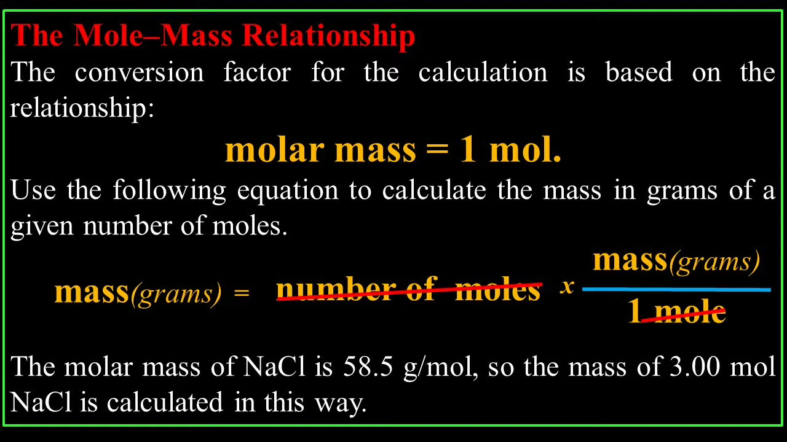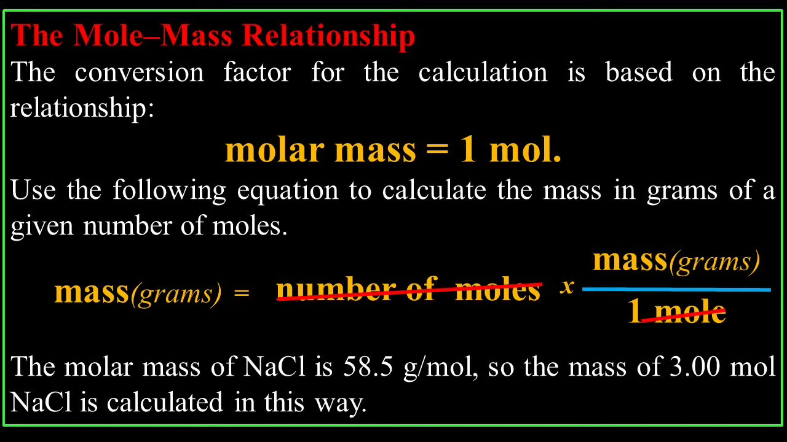The conversion factor for the calculation is based on the relationship molar mass equals 1 mole. Use the following equation to calculate the mass in grams of a given number of moles. Mass equals number of moles times the quotient mass over 1 mole. The molar mass of sodium chloride is 58.5 grams per mole, so the mass of 3 moles would be 3 times that, which is 175.5 grams. So the mass of 3 moles of sodium chloride is calculated in this way.